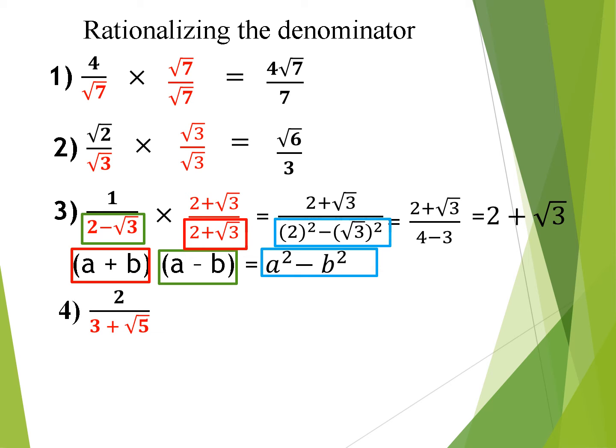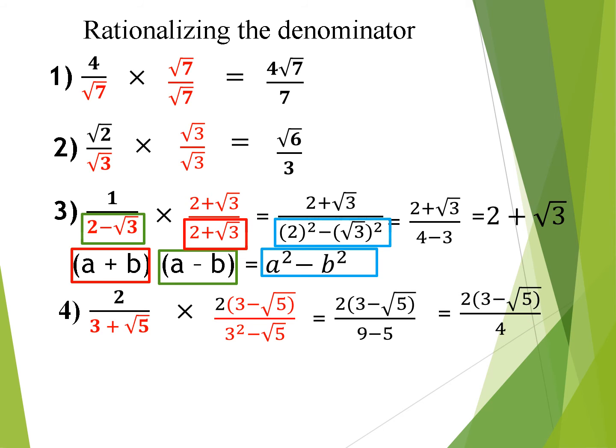One more example. 2 upon 3 plus root 5. Now 3 plus root 5 is in which form? A plus b. So we will multiply by what? We will multiply by a minus b, so with the conjugate of 3 plus root 5. What will be the conjugate of 3 plus root 5? 3 minus root 5. So with that we will multiply in numerator as well as denominator to get 2 into 3 minus root 5. In the denominator, 3 square gives us 9 and root 5 square gives us 5.